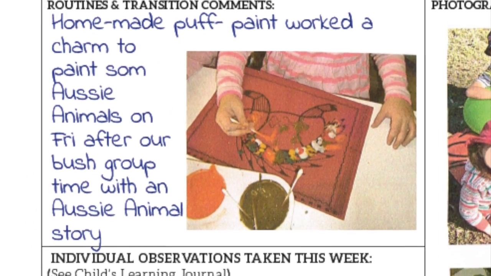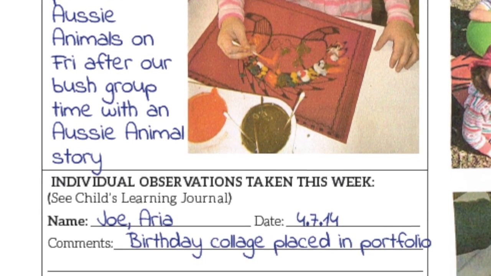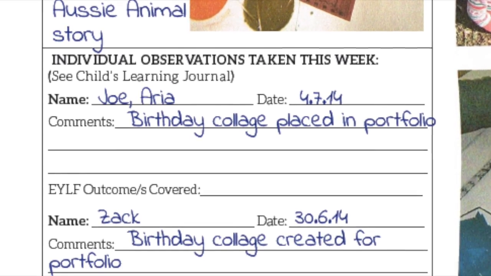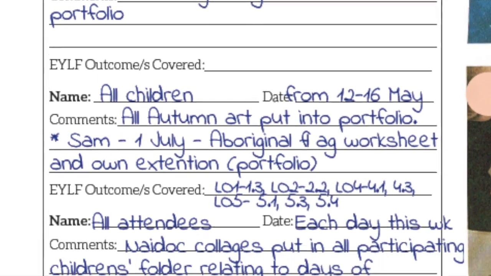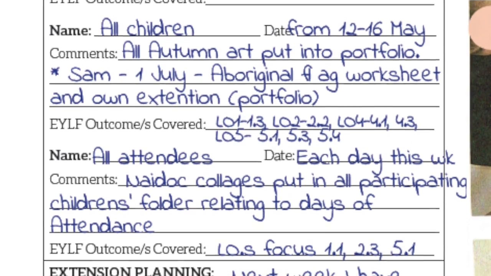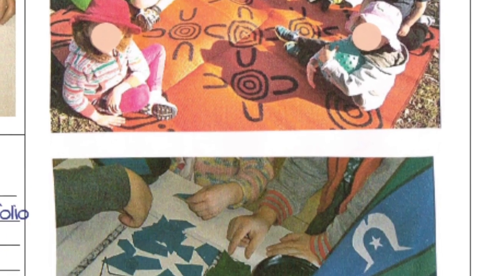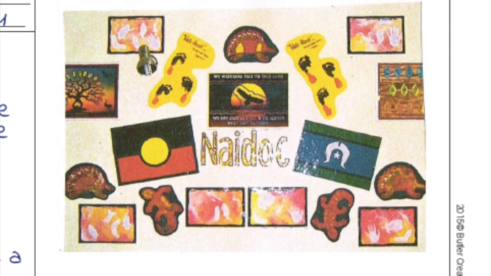The individual observations ensures that up to 8 observations per educator are recorded each week. Here we have made individual comments and group observations as well. The photographic evidence column is where we can paste some great photos of our week's outcomes.